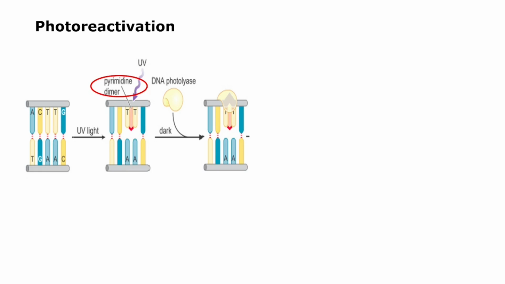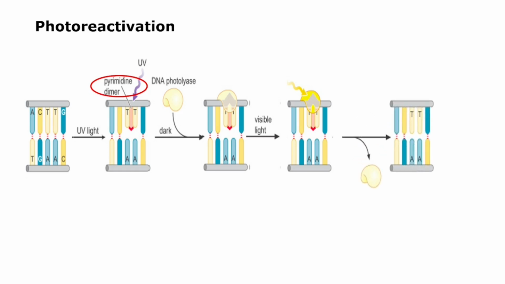When exposed to light, it gets energized by the energy derived from the visible light and utilizes this energy of the photons to break the cyclobutyl ring structure between the two pyrimidine dimers. Thus, the damage is repaired and the photolyase is finally released.